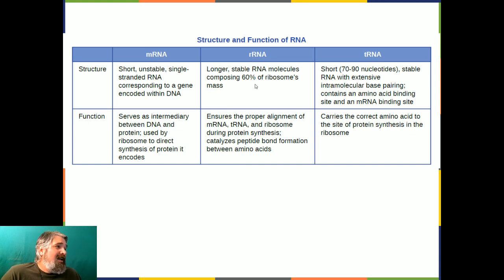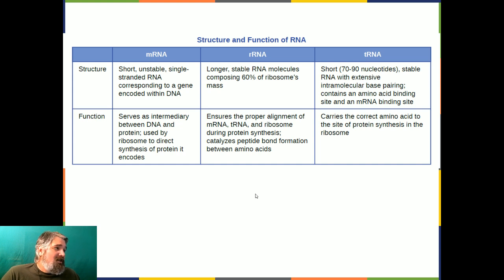Ribosomal RNAs are long, stable RNA molecules. 60% of the ribosome's mass is RNA. They ensure the proper alignment of the message, the transfer RNA, and the ribosome during protein synthesis, and catalyze the peptide bond formation between amino acids. So, like I said, the engine that drives protein synthesis is RNA. Transfer RNAs are short and very stable, with extensive intramolecular base pairing. They have an amino acid binding site and a messenger RNA binding site, the anti-codon loop.